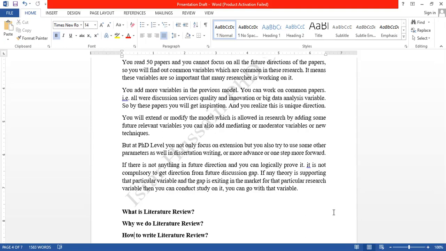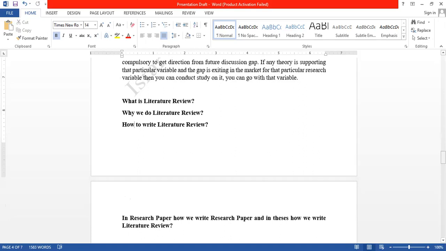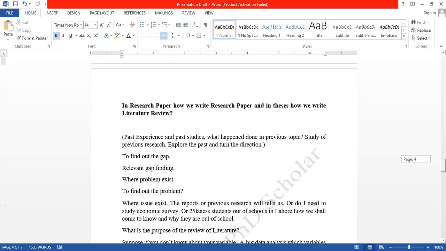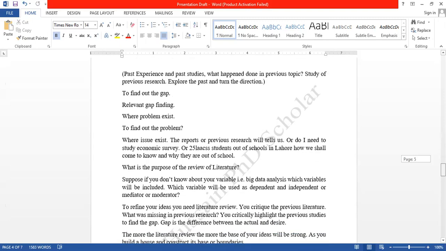Now we shall discuss what is literature review, why do we do literature review, how to write literature review in research papers and theses. When we think about the word literature review, many things come into our mind, such as past experiences or past studies. What happened in previous studies, and what had been done in previous topics.